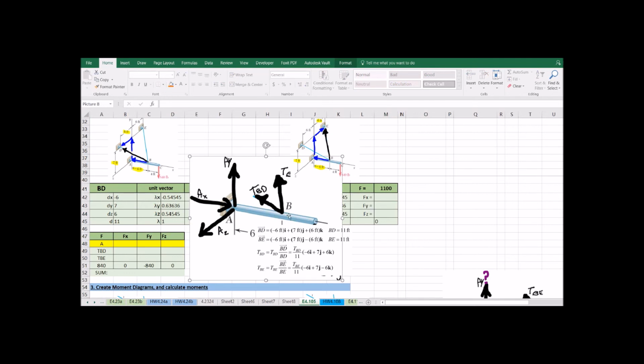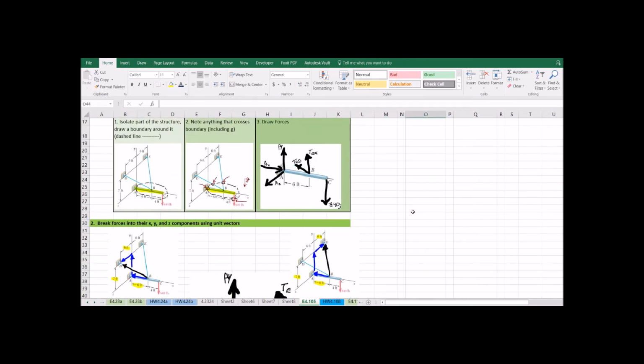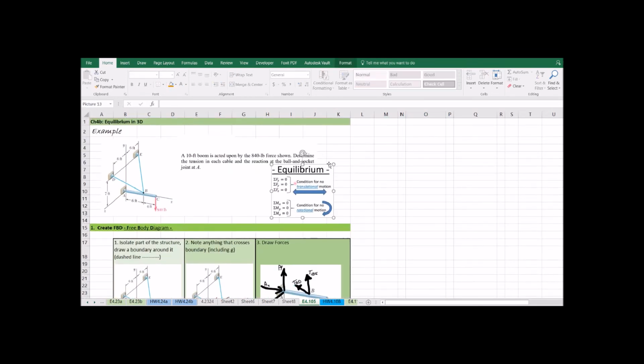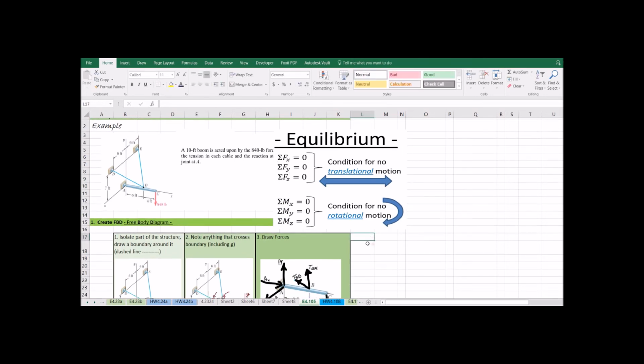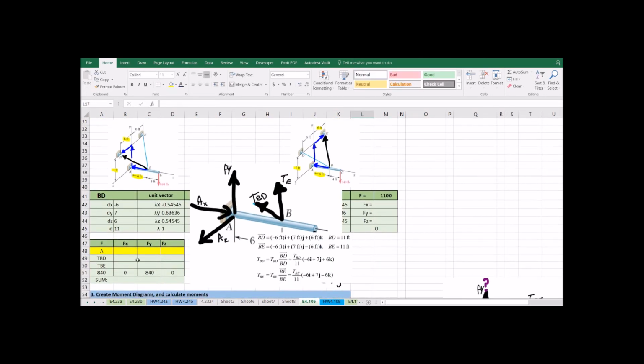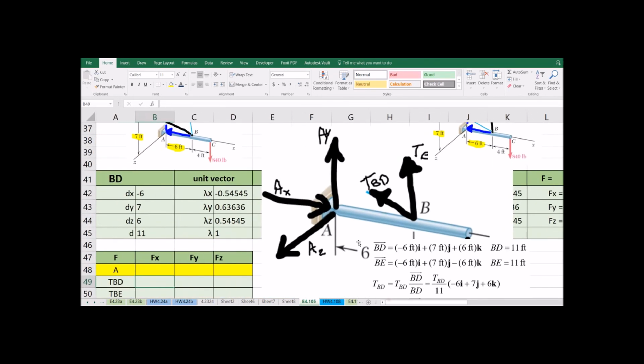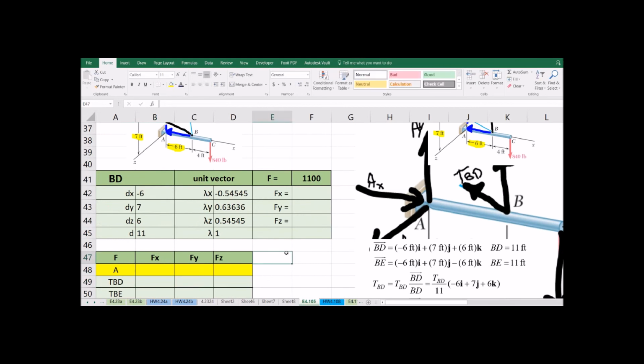So the moments gave us what the tensions are. Now we have to go back to the force balance to find what A is. So here's our equilibrium equations, right? So moments solved for tension, our force balance we're going to solve for A. So here's all of our A. And I'm going to just copy those tensions over.